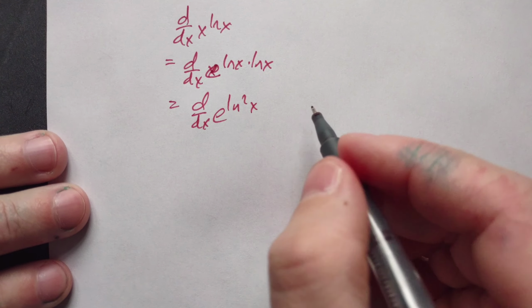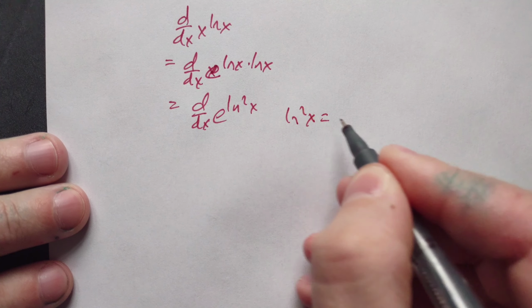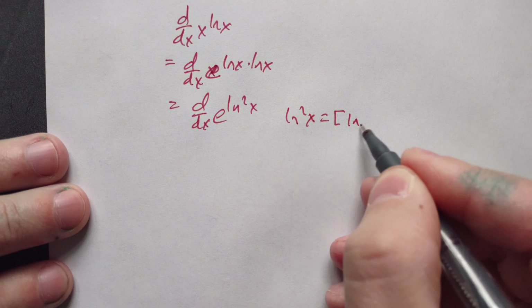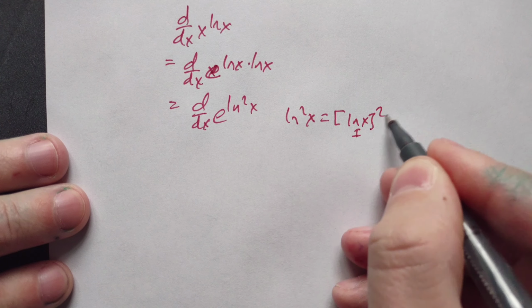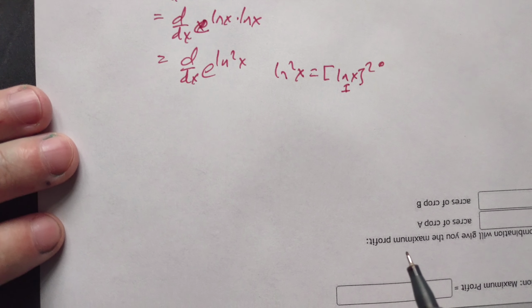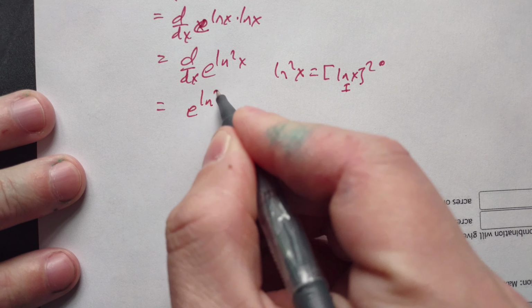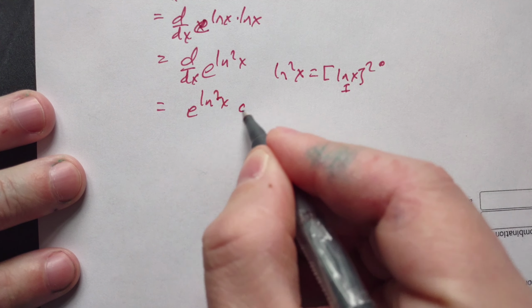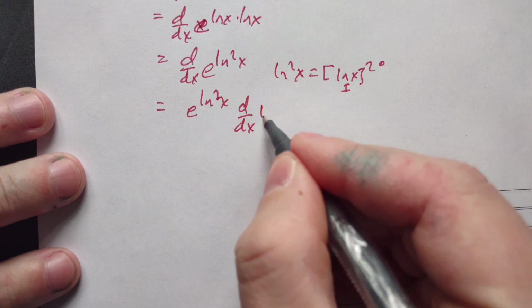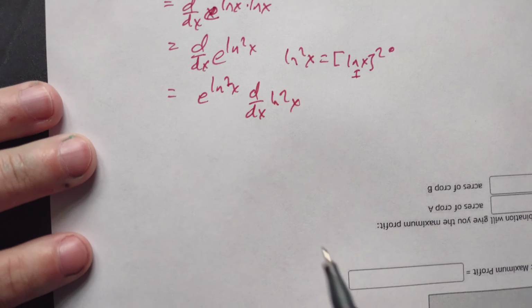As a bit of a side, this notation, ln squared x, really means within brackets or parentheses, ln x as your inside function, and a squaring as the outside function. You need to know that for the chain rule. So it's going to be e raised to the ln squared x by the chain rule. Then you multiply by the derivative of that ln squared x.